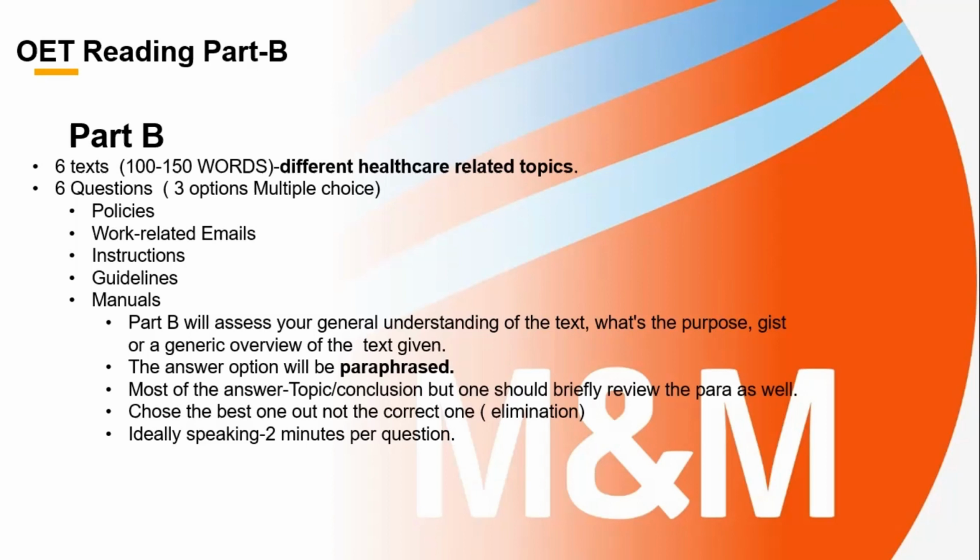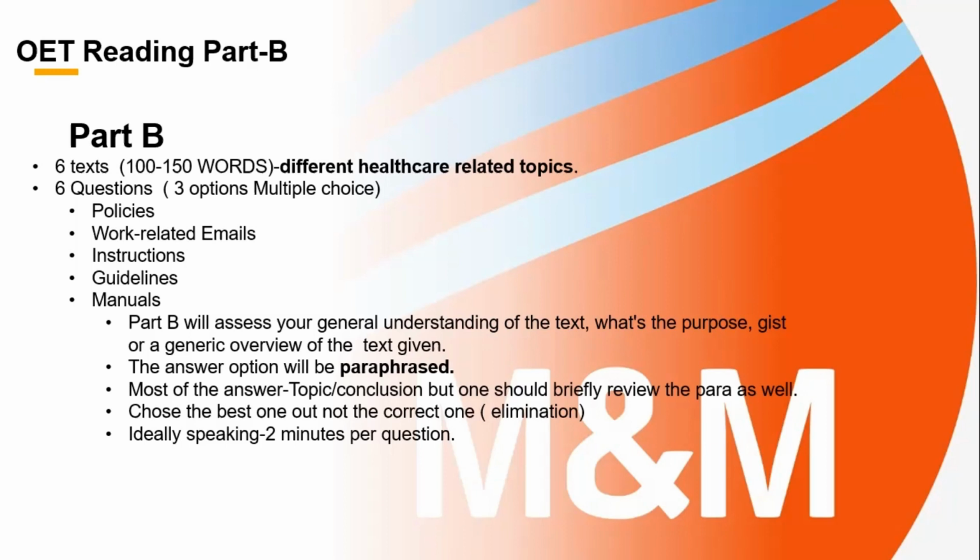In part B, mostly the answer will be highly paraphrased. It's less likely you will have the answer given within the same words that have been used in the text. The answer will be paraphrased, right? So what we would do in part B and C, we will practice the elimination method. Do not go for the right answer, but go for the best one.